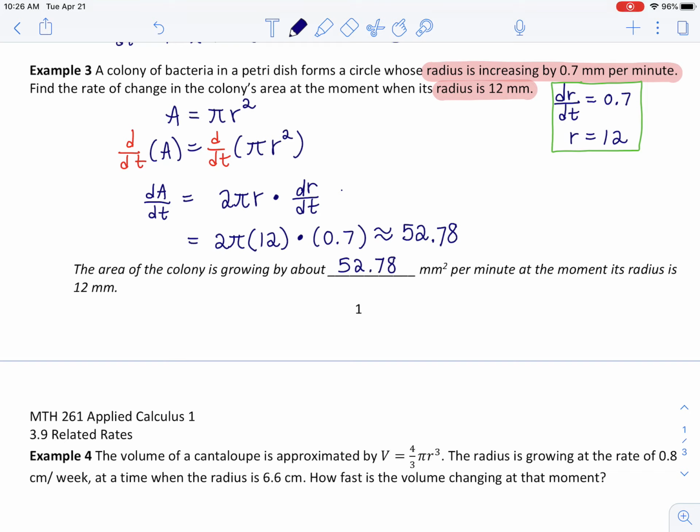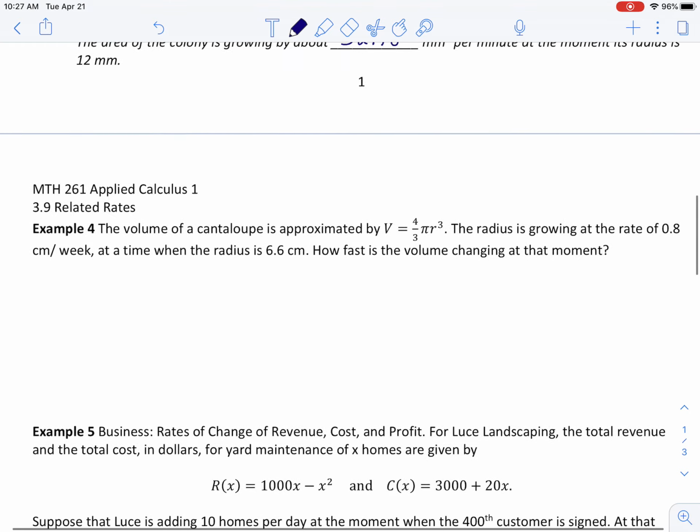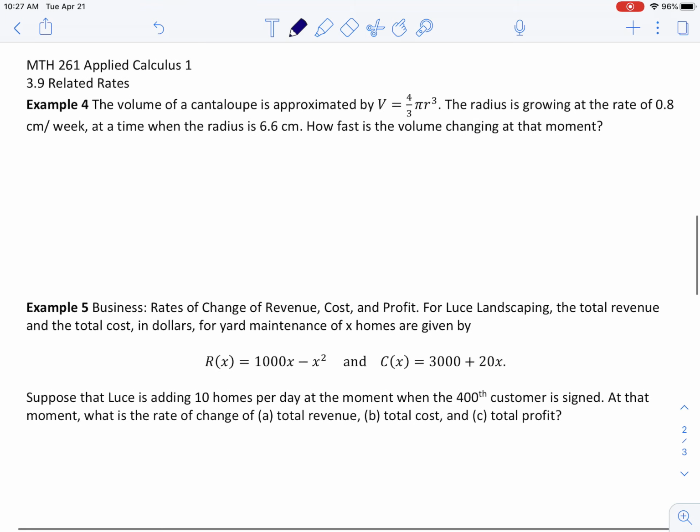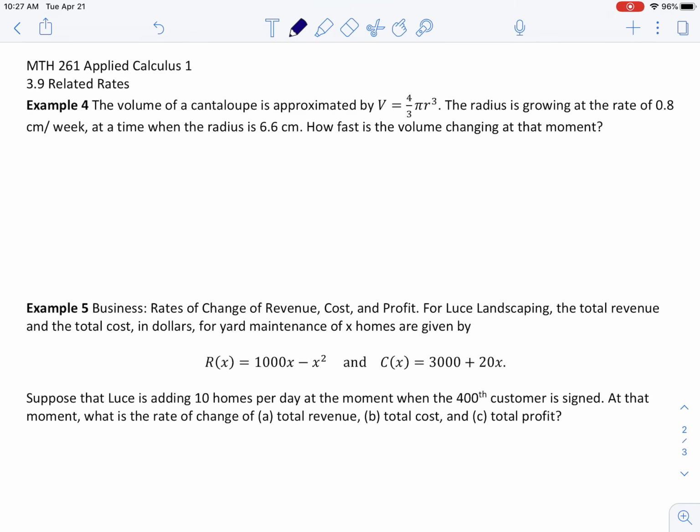52.78. So the area of this bacteria colony is growing by about 52.78. What's the unit though? This is area, right? Square millimeters per minute. At the moment, its radius is 12 millimeters. And that's how we answer this question. All right, so hope you're doing okay. Now we're ready to take a look at the next one, the volume problem.